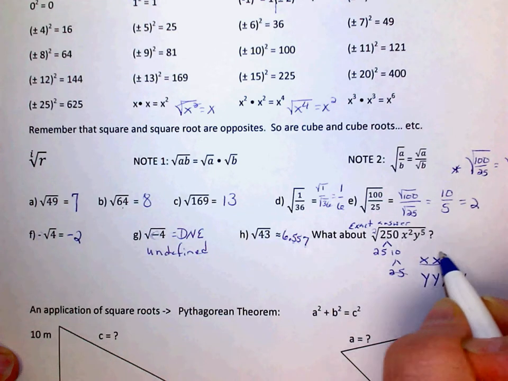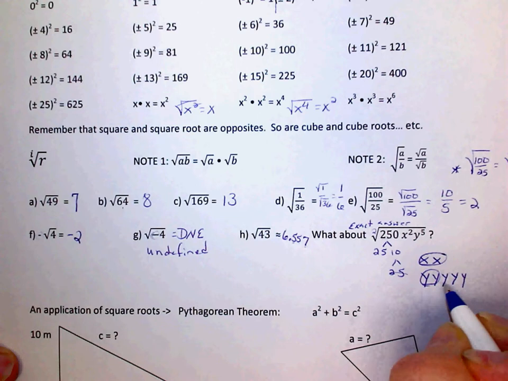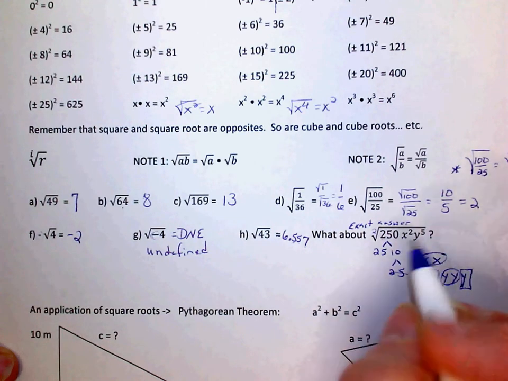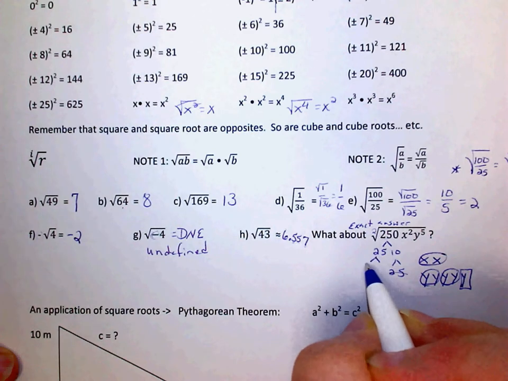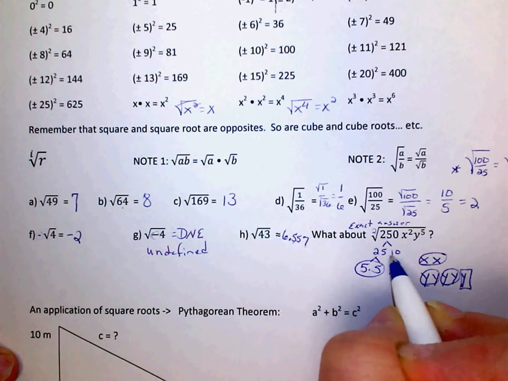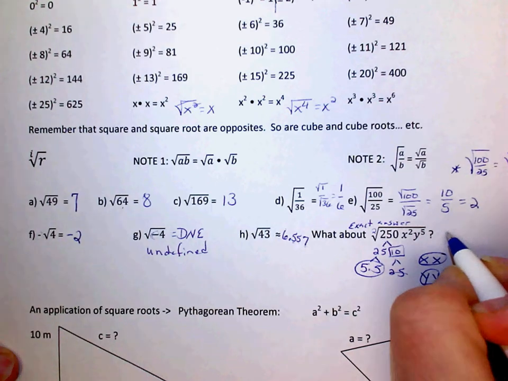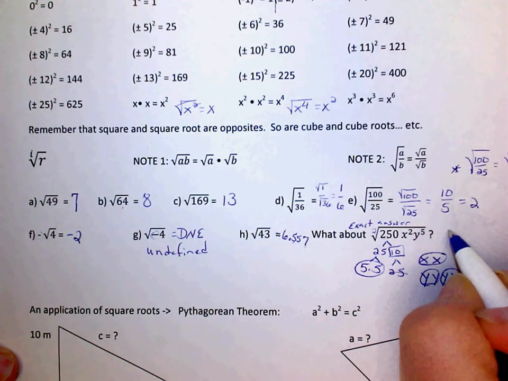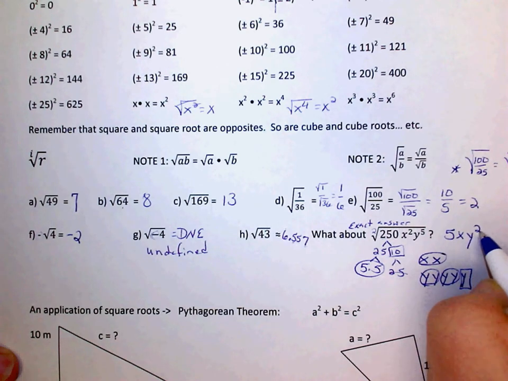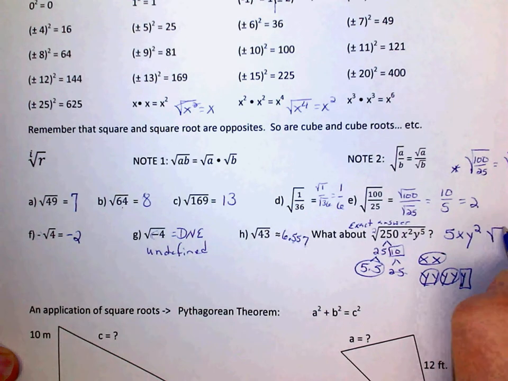So there's one pair of 2. Here's 2 pairs of 2, but then there's a leftover. Just like with my 25, that would be 5 times 5. There's a pair, but here's a leftover. So when they ask for the exact, your pairs come outside of the radical. But since there's some leftovers, you have to put your radical back.